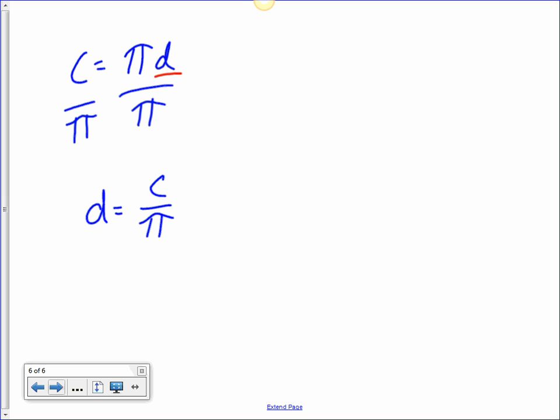Yet another example. In geometry next year, you're going to be working with this formula quite a bit: circumference is equal to pi times diameter. The distance around a circle is pi times whatever the diameter is. If we wanted to get the diameter by itself, we would have to divide both sides by the pi. Then diameter is equal to circumference divided by pi. So if you're told that the circumference of a circle was some amount, you could divide by pi to find out what your diameter was. Okay.